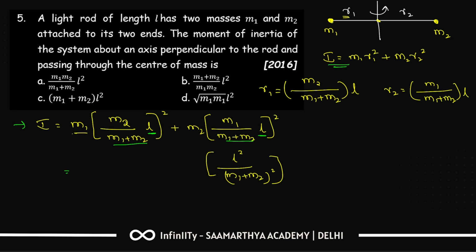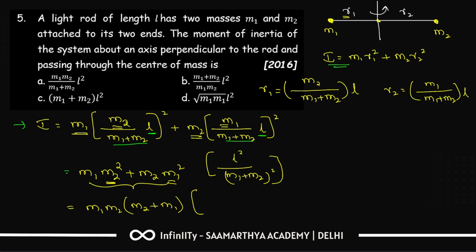अब यहां पे बचा क्या? m1, m2 का स्क्वायर प्लस दिस m2 एंड दिस m1 का स्क्वायर. अब इन दोनों में क्या कॉमन है? m1 m2 कॉमन है. m1 m2 अगर कॉमन लिया तो बचा क्या? m2 यहां पे प्लस m1 यहां पे into this value 1 by m1 plus m2 whole square into L square.